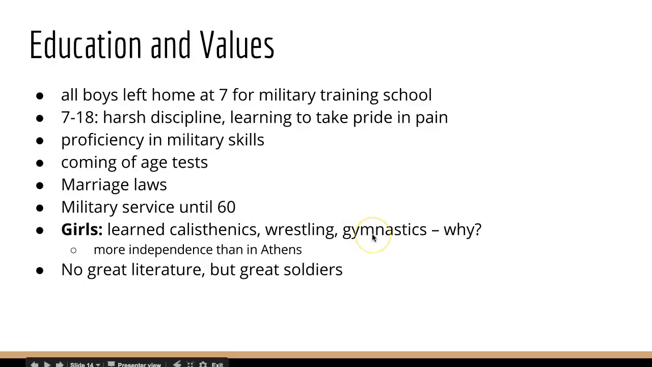Even girls were able to do a lot of these physical education pieces, with a lot more independence than they had in Athens. Why? Because they wanted to make sure women were also prepared on the very big off chance that they were going to have to fight for whatever reason. No great literature came out of Sparta, but again, there were a lot of great soldiers who fought in many different battles as a result of Sparta.